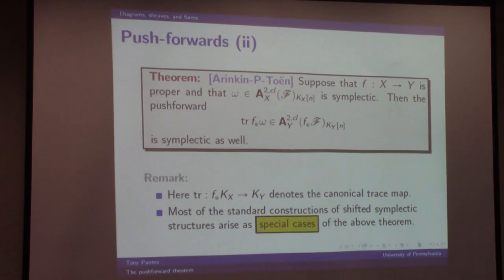So this gives you, for instance, by passing to global sections, right? I mean, if X is proper, you can just take the map to a point, get the push forward, it's just taking global sections. This gives you ways to produce new symplectic forms from relative ones that you understand. And let me just say that essentially all constructions that we know in shifted symplectic geometry are special cases of this theorem.